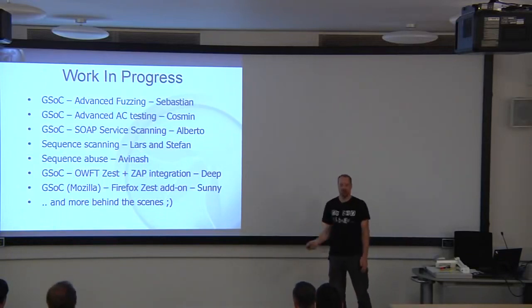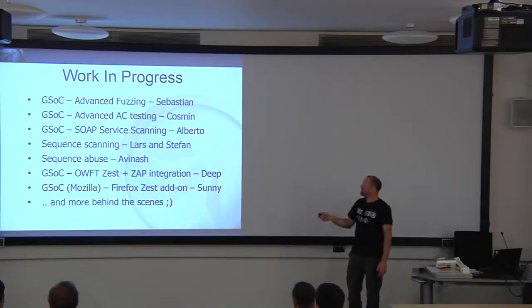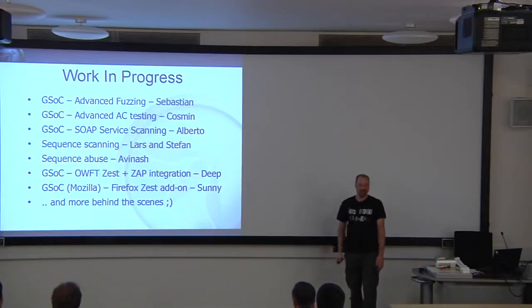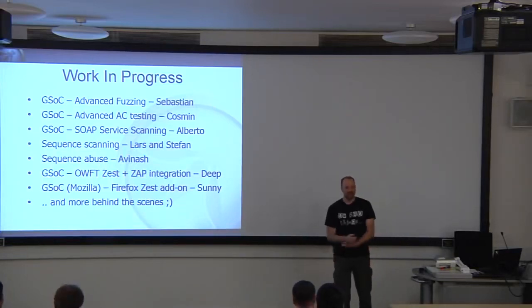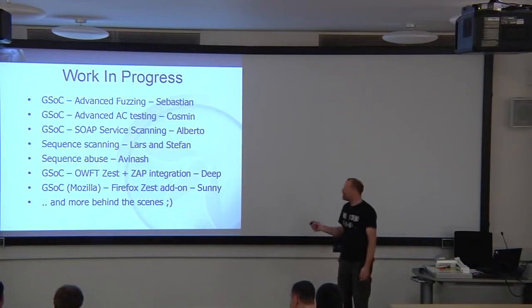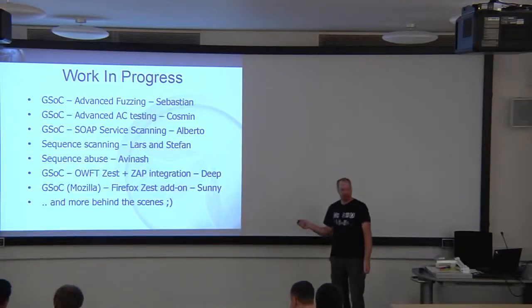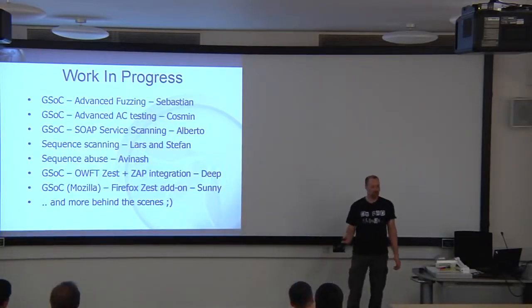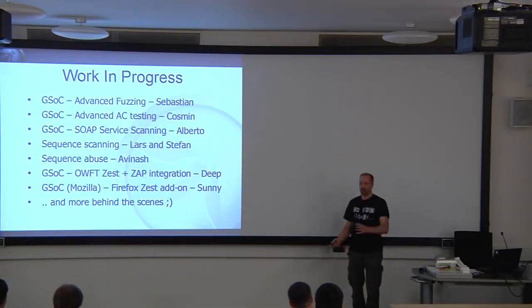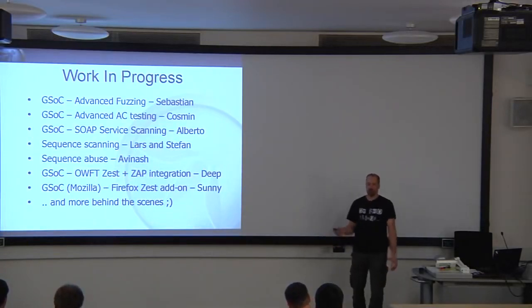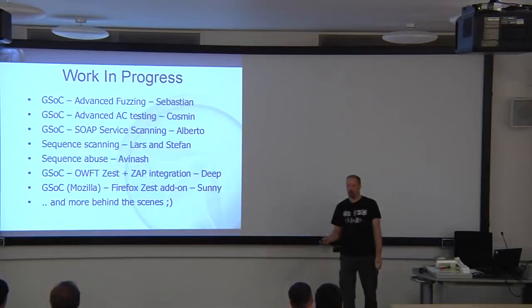We want feedback on all these things. Cosmin is working on advanced access control testing, and this is really fun. As I mentioned to some of you I've already talked to, Cosmin is a third year. He's been part of the ZAP team for Google Summer of Code, and he's carried on working on ZAP in between as well. His first year he rewrote the spider to make it much more effective.